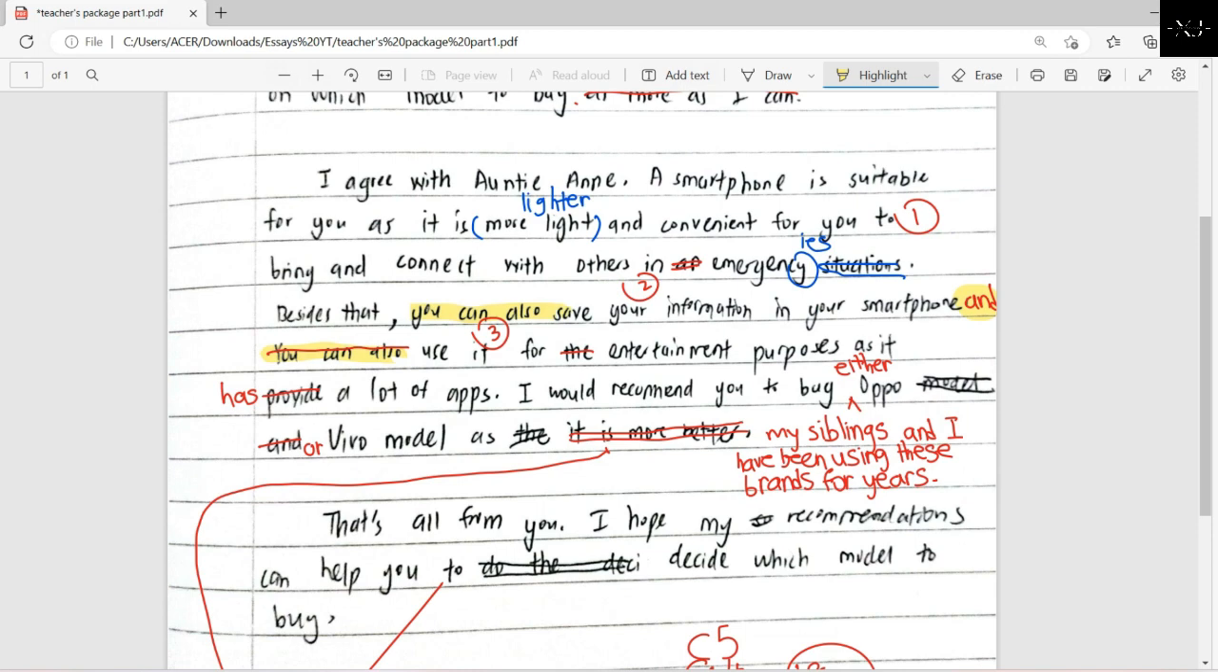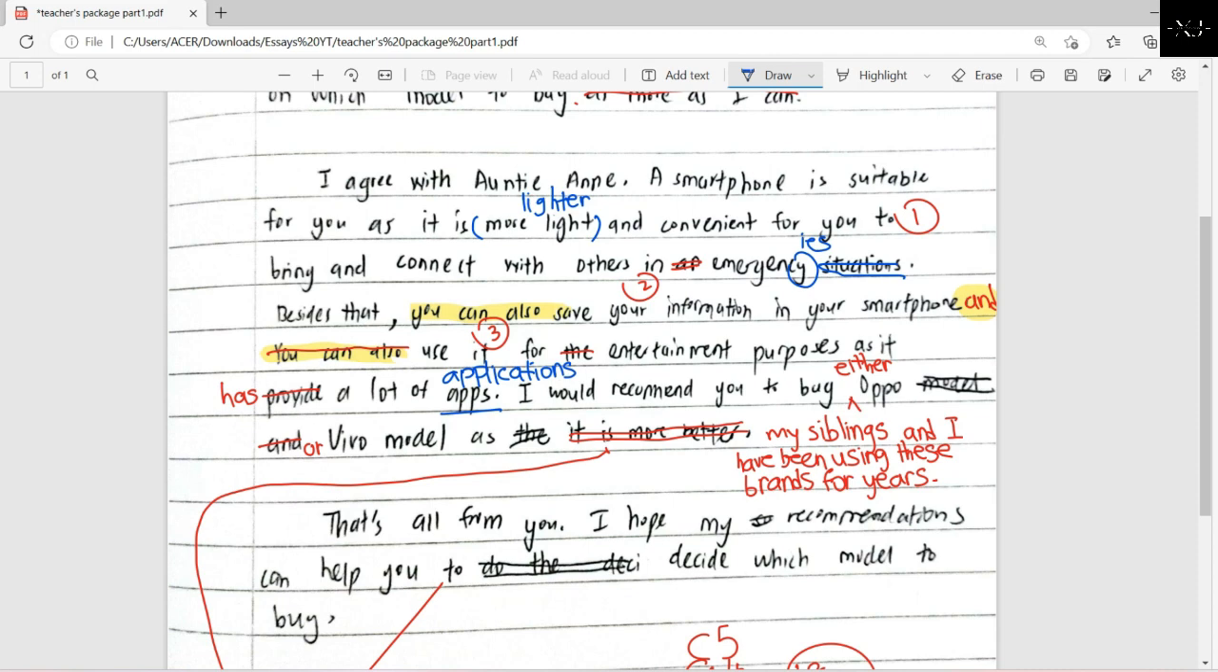Okay, apps is actually the short form for applications, but you can just write apps, it's okay. I would recommend you to buy, this is not bag, yeah. First time I marked it, I also thought she wrote bag. Okay, buy Oppo Vivo model S, it is more better. So I wrote that I would recommend you to buy either Oppo or Vivo model. Just choose one of them is enough.